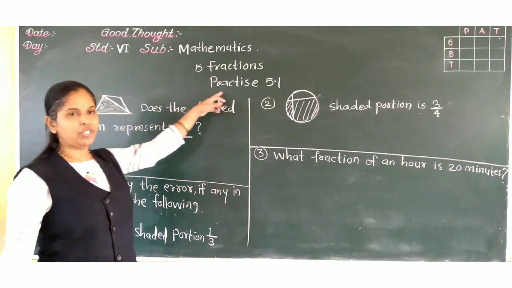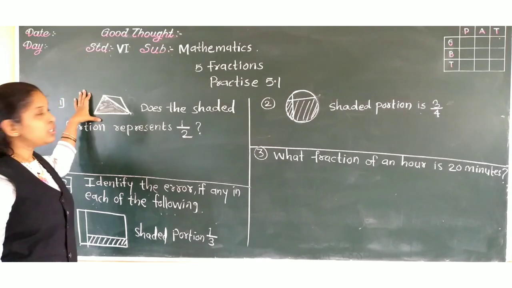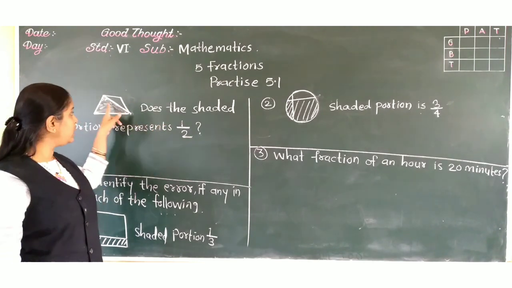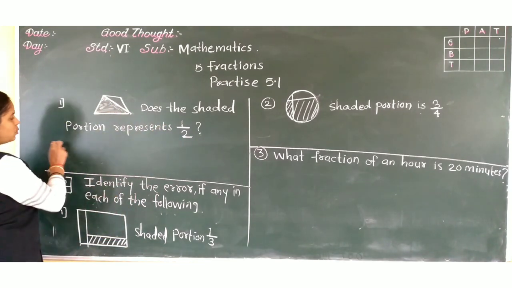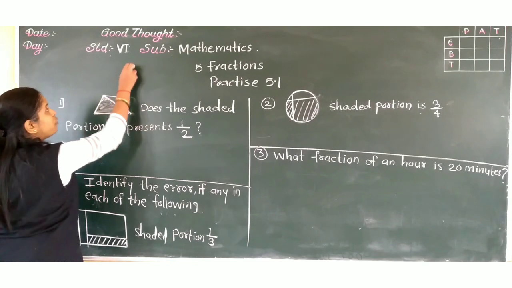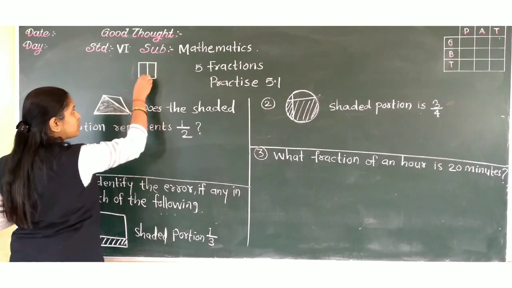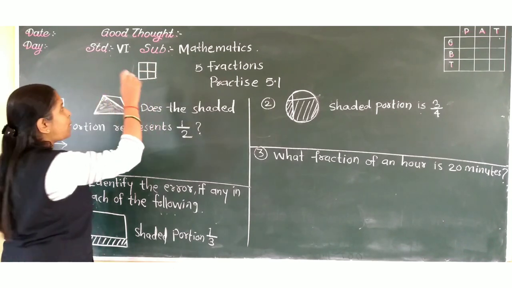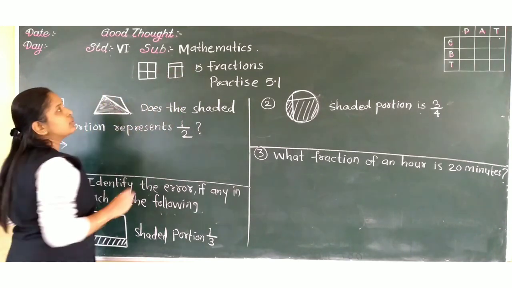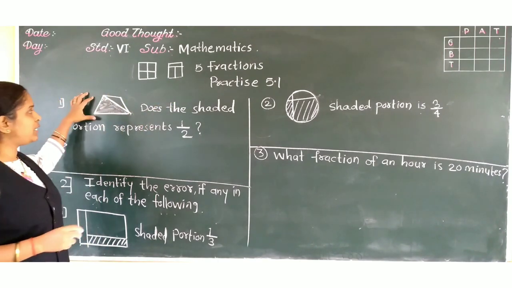Now we will solve practice 5.1. In question number 1, see here they have given the figure. Does the shaded portion represent 1 upon 2? Can we write this as 1 upon 2? See students, whenever a fraction is there, the figure should be divided into equal parts. Now see, this figure is divided into equal parts. But if I do it like this, is it divided into equal parts? No.